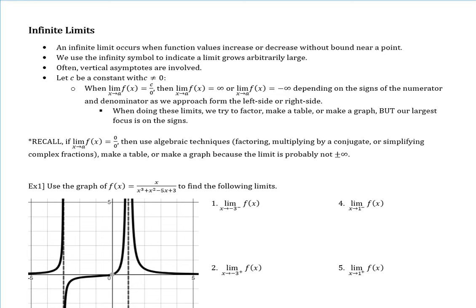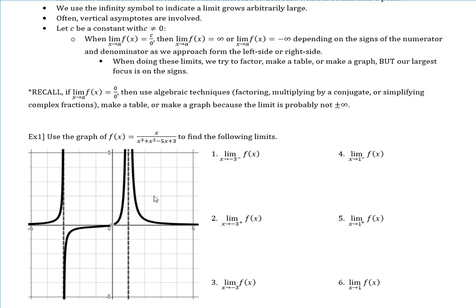So an infinite limit occurs when a function increases or decreases without bound near a point. So that means it's either going up or down at a point. We use the infinity symbol to indicate a limit grows arbitrarily large. Often vertical asymptotes are involved. So like in our picture that we're about to do, those dashed lines are called vertical asymptotes.